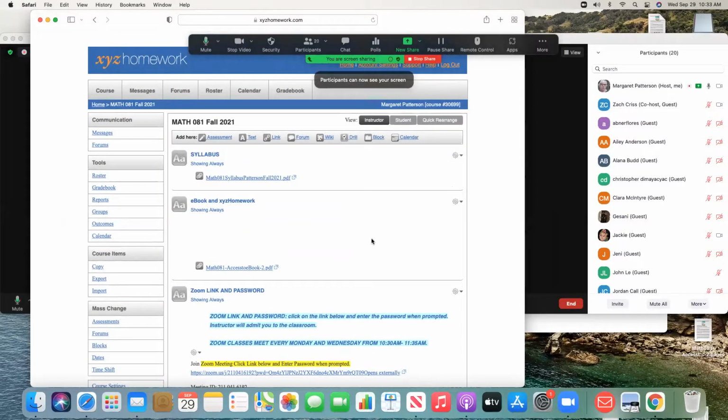So this is XYZ homework. I'm hoping you can see it. If at any point in time I'm thinking you can see it but you can't, then speak up, and you'll probably have to take the mute button off so that I can hear you. But this is XYZ homework.